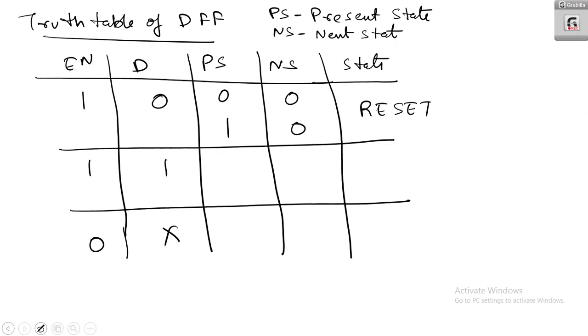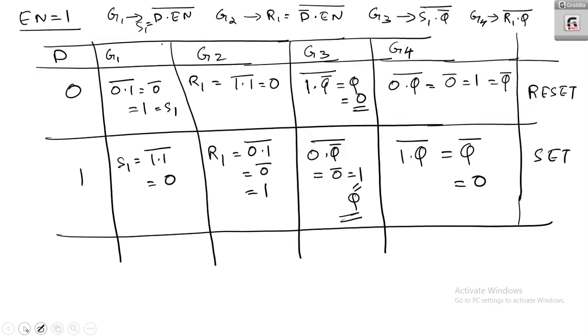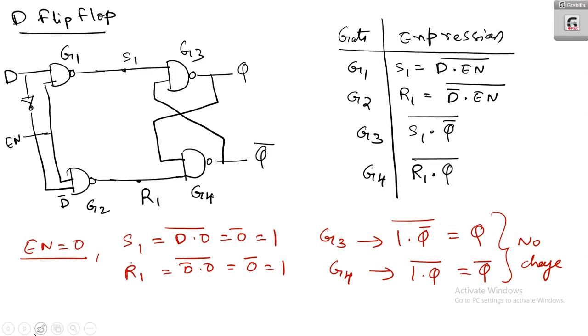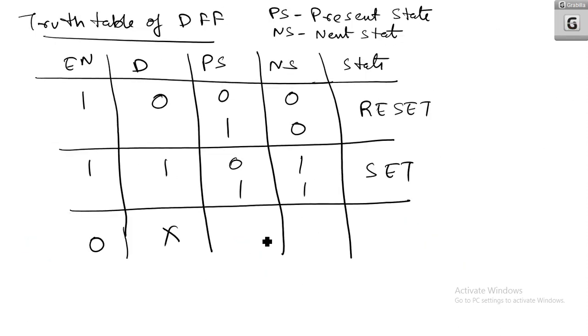Now when enable is equal to 1 and D is equal to 1, it is basically set. That means whether present state is 0 or 1, it will be set to 1. Now coming into the last case, when enable is equal to 0, what happens? There is no change. Enable is equal to 0 means whatever is the present state or whatever is D, present state becomes equal to next state. That is, there is no change. So that is the truth table of D flip flop.